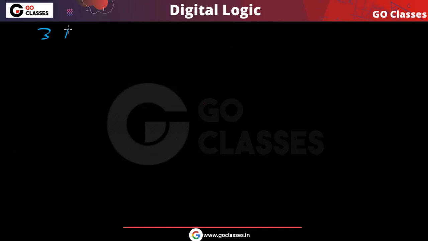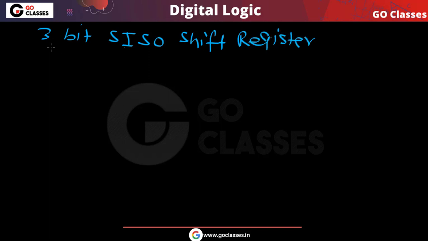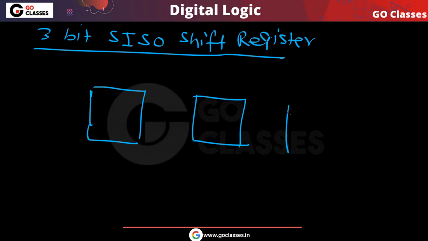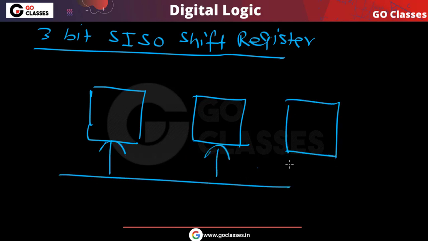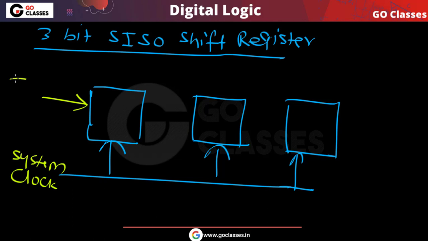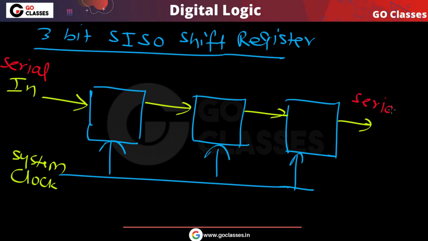For example, let us assume that you have a 3-bit serial input serial output shift register. This is our 3-bit serial input serial output register. This is your clock, the system clock. This is your external input pulse, IN. This is your serial in, where you insert the external data, and this is your serial out, where you can read the data. This is DAQA, this is DBQB, and this is DCQC. So this is your serial input serial output right shift register.